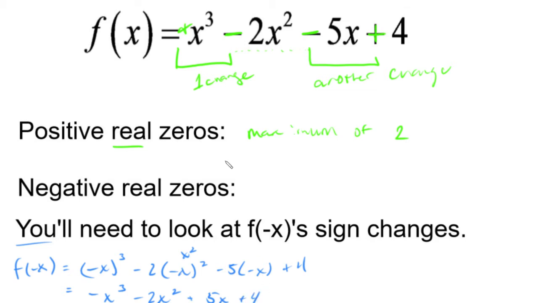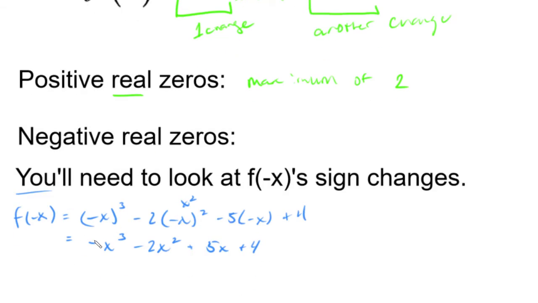And now you look at the number of sign changes. So negative, negative, no sign change. From a negative to a positive is a sign change. And then a positive to a positive, no more sign changes. So this has a maximum of 1 negative real zero because there was only one sign change. It went from negative to positive, no other changes.